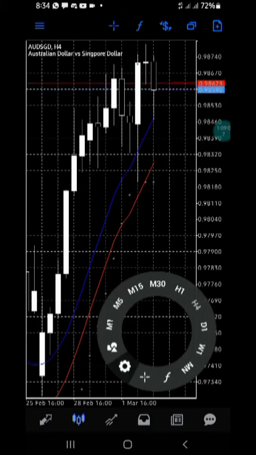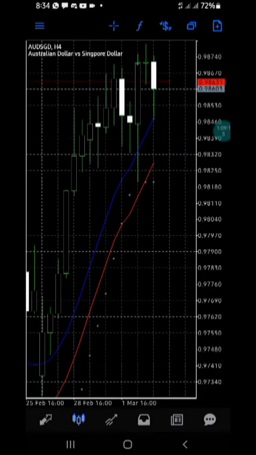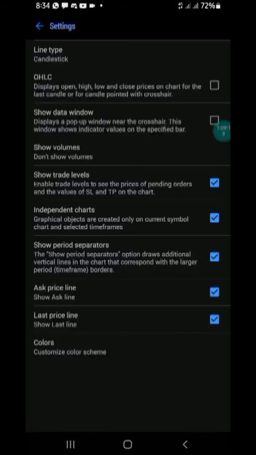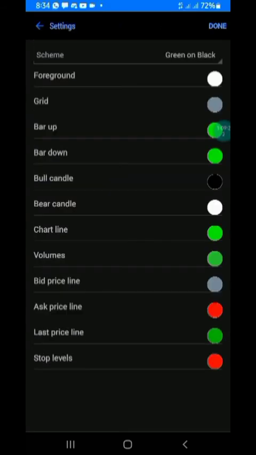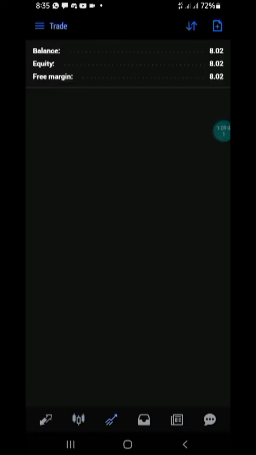I go back to my settings. Green on black. See. I go back to my settings again. Custom. So custom means I want to adjust for myself what I want. I want to adjust everything on the charts according to how I want it to look like. So this is what you have on this application.